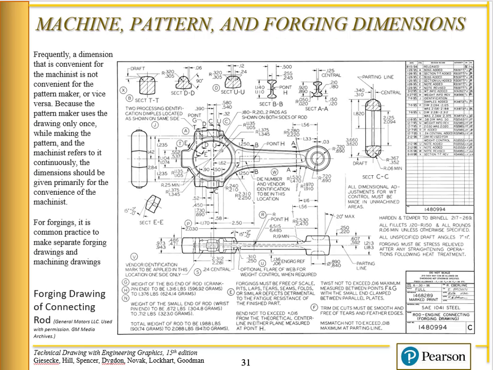And then machine pattern or forging dimensions. Frequently a dimension that is convenient for the machinist is not convenient for the pattern maker. So typically we'll have forging drawings, and we're going to do this in our projects towards the end of the semester. We'll learn more about machining versus forging drawings, so it's not necessarily applicable right now.